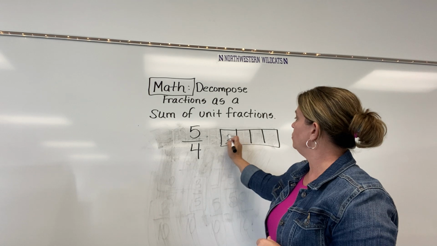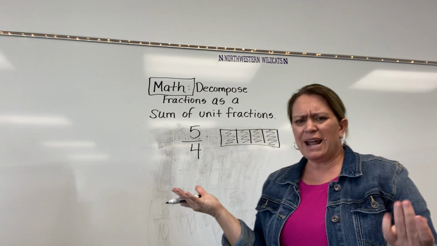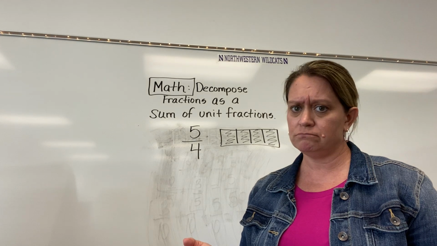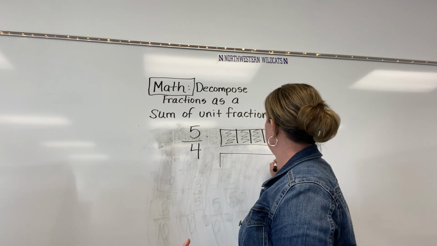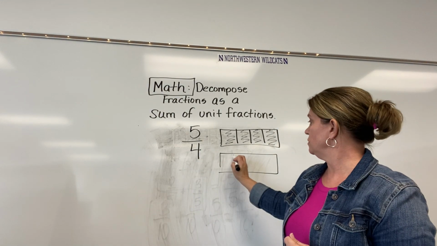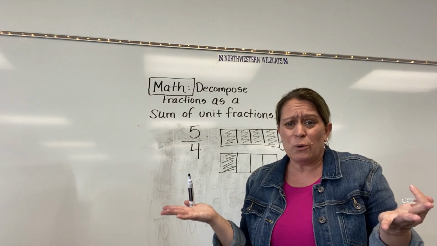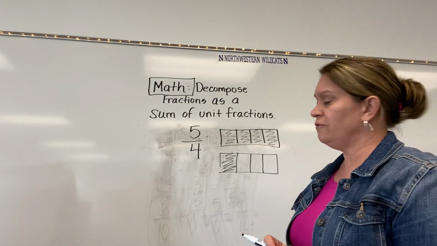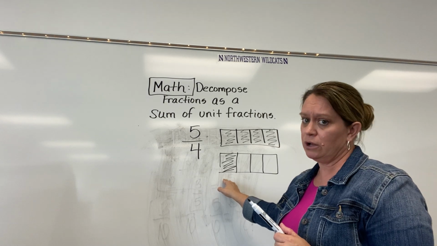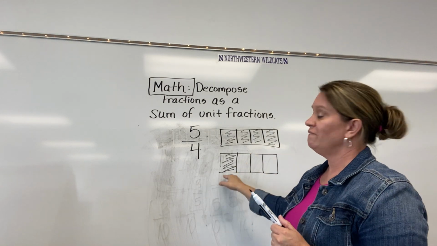Well, I fill in 1/4, 2/4, 3/4, 4/4, but I need 5/4. So how am I going to get that 5/4? Draw another tape, and how many will I divide this into? 4 sections. 1, 2, 3, 4. Fill 1 in. Why 1 and not the whole thing, Miss Stillwell? Well, if you did the full thing, you would have 8/4. But we only want 5/4. So 1, 2, 3, 4, 5/4.